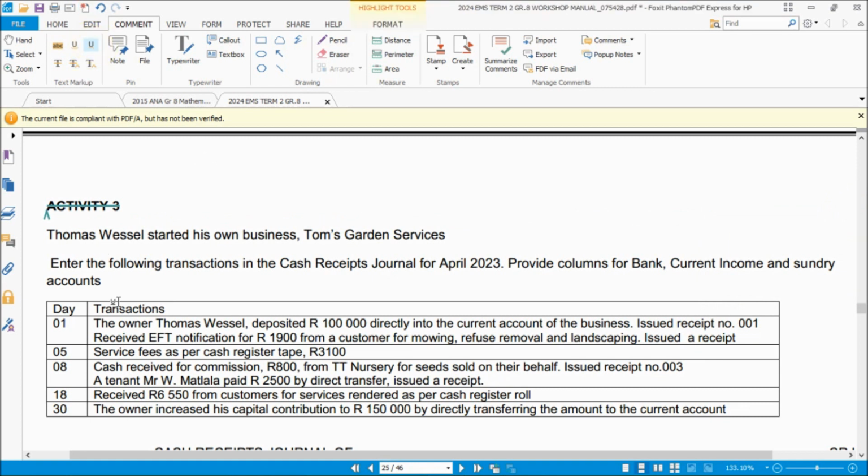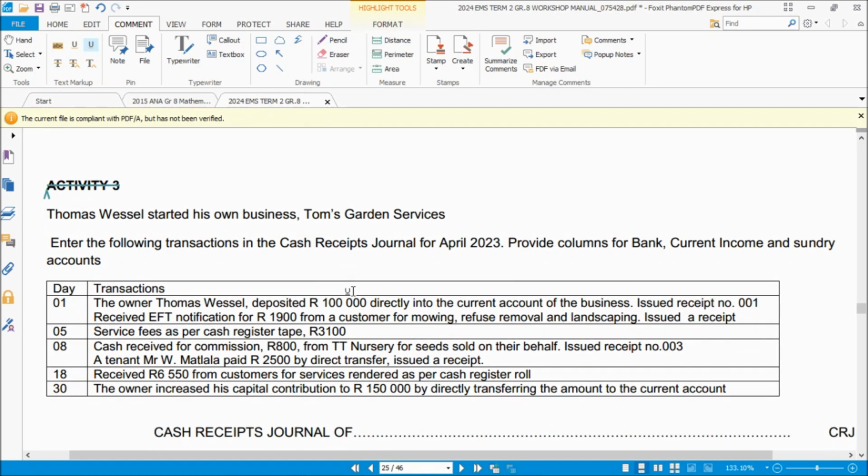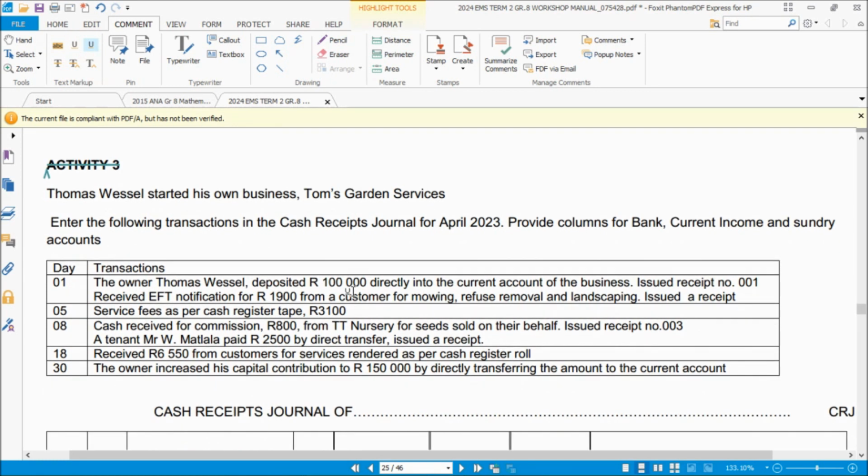Normally with accounting we start with the required information. It says here, enter the following transactions in the cash receipts journal for April 2023. Provide columns for bank, current income and sundry accounts. But it's also okay to start it on the top. Let's just start on the top because it's basic accounting.